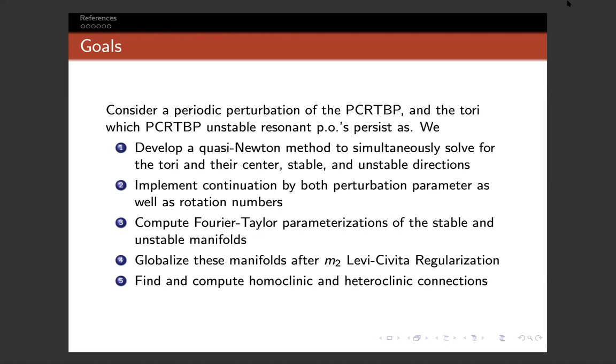So in this study, our goals are to consider periodic perturbations of the planar circular problem. The tools we develop are more or less entirely general. And so the tori, which the planar circular problem resonant periodic orbits persist as, we want to develop a Quasi-Newton method to solve for not just the tori, but also their center, stable and unstable directions. Then we want to implement the continuation by epsilon as well as rotation number. We want to compute Fourier-Taylor parametrizations of the stable and unstable manifolds, globalize them after regularization, and then accurately compute the homoclinic and heteroclinic connections between the tori.